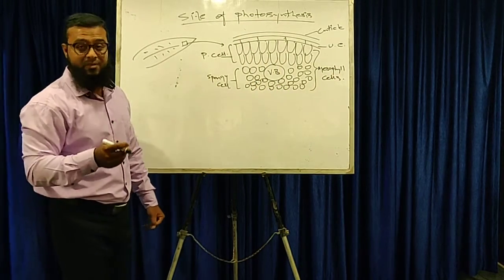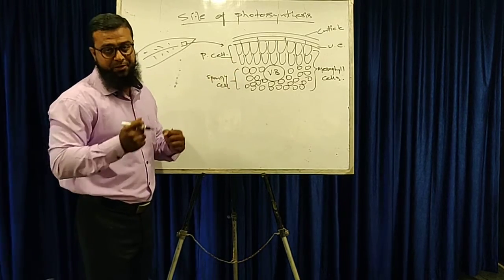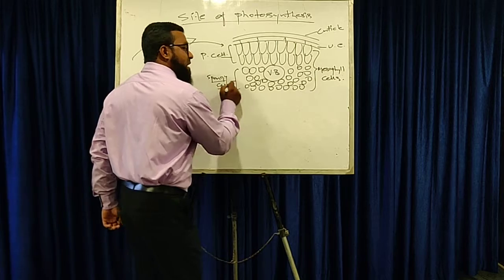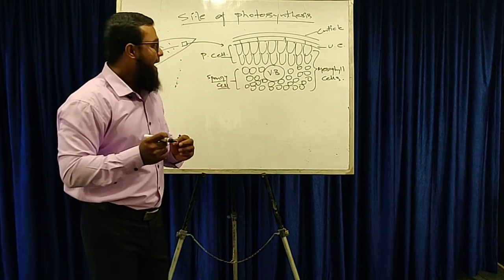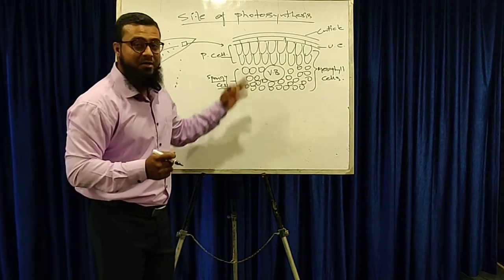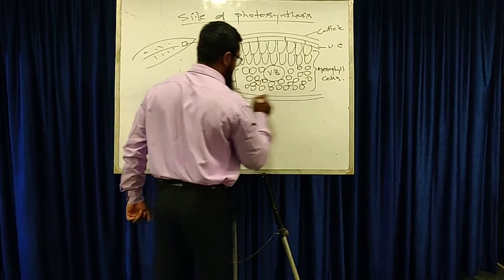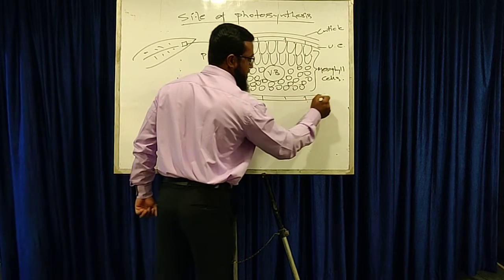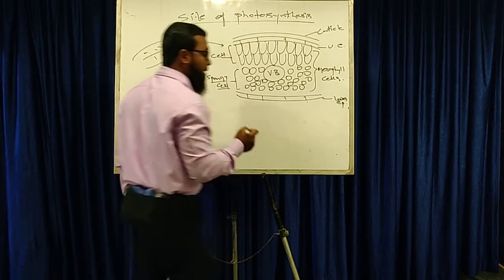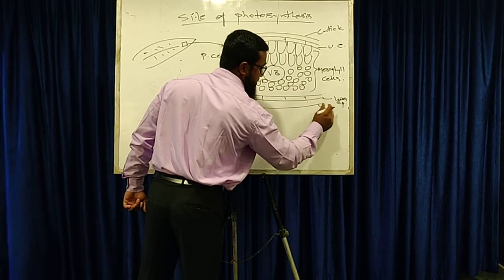So, what is the difference between the two cells? Palisade cells are tightly arranged with each other and are elongated in nature, whereas spongy cells are loosely arranged and not tightly bound. That's why they are called spongy cell and palisade cell, but both are mesophyll cells. Below that, we find the lower epidermis, and after that again the cuticle.